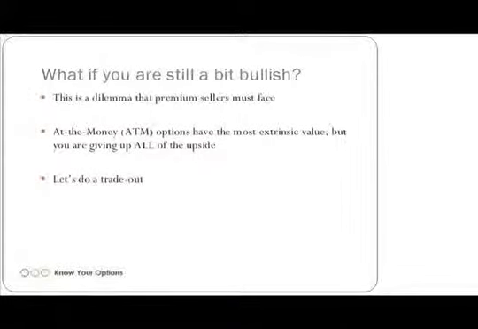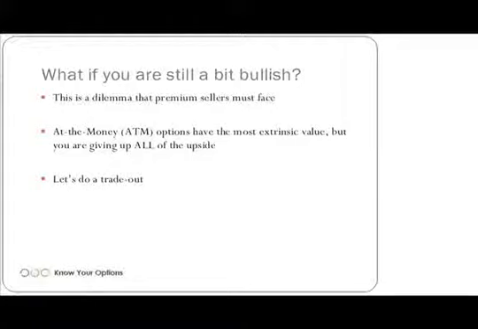Now, what if you still are a bit bullish? This is a dilemma that premium sellers must face, because with the calendar spread, remember, you're hoping that the calendar spread expires right at the money. You're saying that the time decay will be eaten away in the near-term option, and that time decay will expire faster than the time decay that's working against you in the long-term option. You're thinking it's going to stay around the exact same level.